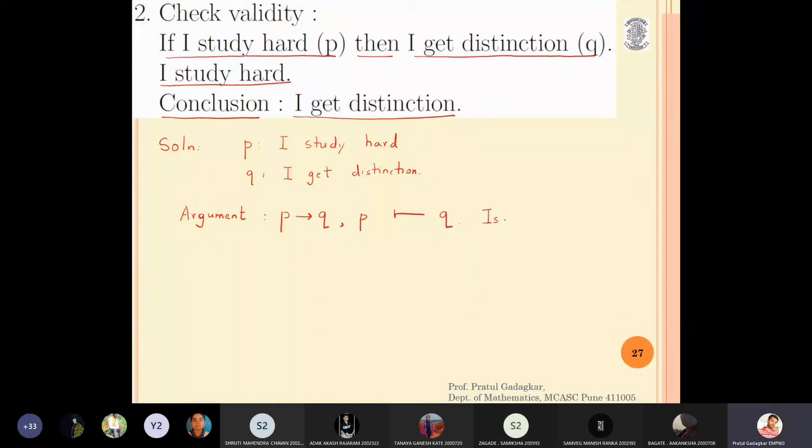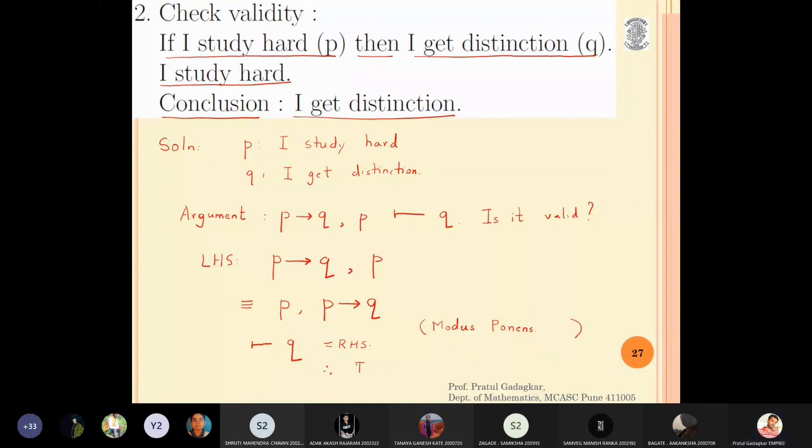Is it valid? I will start with the left hand side. I will write P implies Q and P. This is the same thing as saying P and P implies Q; I have just switched the order. It does not make a difference. Does this lead to the conclusion Q? If yes, what is that rule of inference? That rule is modus tollens. Sorry, modus ponens. So by modus ponens, I get Q, which is the right hand side. So this means that this argument is valid.